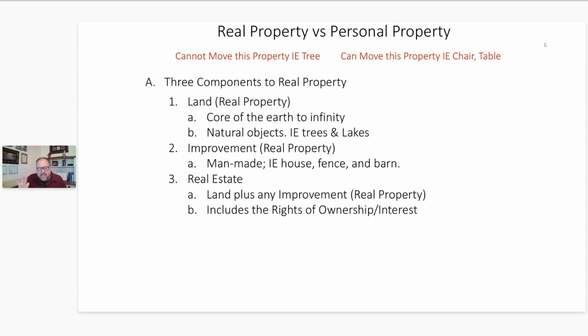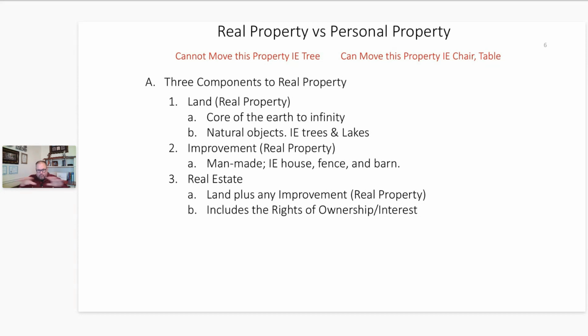Now, for the state exam, listen to me carefully. You want to know these three components. Real estate is made up of land, improvements. Okay, that word improvement is used on the state exam, but what that means is improvement of the land. Think about it in terms of that. If I've got raw land and I want to improve the land, I'm going to put a house on it. I'm going to put a fence, maybe a barn. Okay. So hence I'm improving the land. That's why they call them improvements.